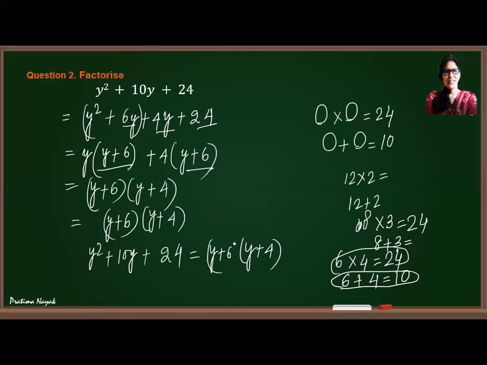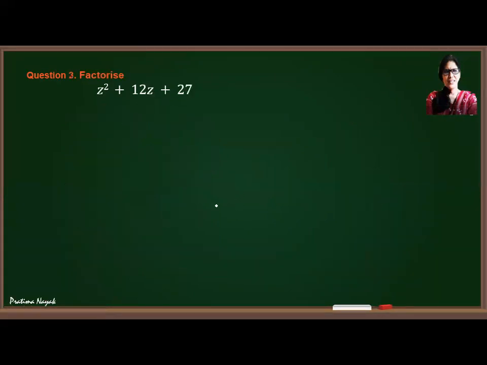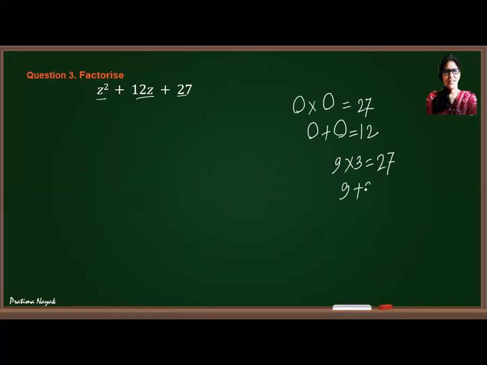I hope you have followed. Question number 3. Z square plus 12z plus 27. So think of two numbers whose multiplication result is 27, and when you add them, you get 12. Can you think of it? It's very easy. 9 multiplied by 3 is 27, because 27 has very few factors. 9 plus 3 is 12.